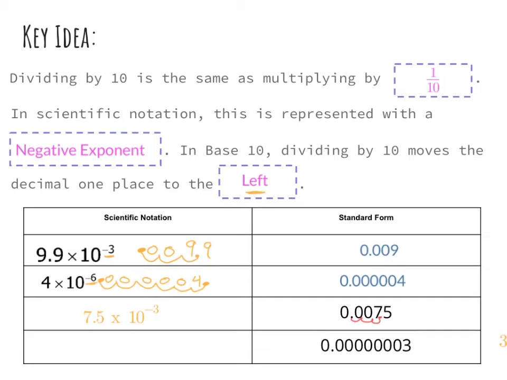Remember, I want to make sure that I show everyone that this number is very small, and the way that I do that is with a negative exponent. So let's take a look at the next one.